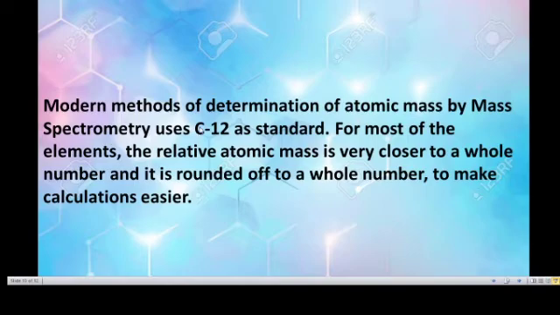In the modern methods of determination of atomic mass by mass spectrometry, carbon 12 is used as the standard. For most of the elements, the relative atomic mass is very close to a whole number. This is the important point. It is rounded off to a whole number to make calculations easier.